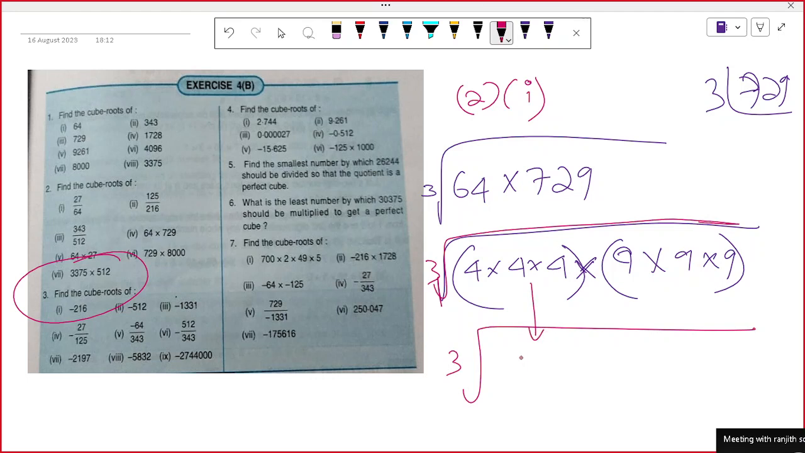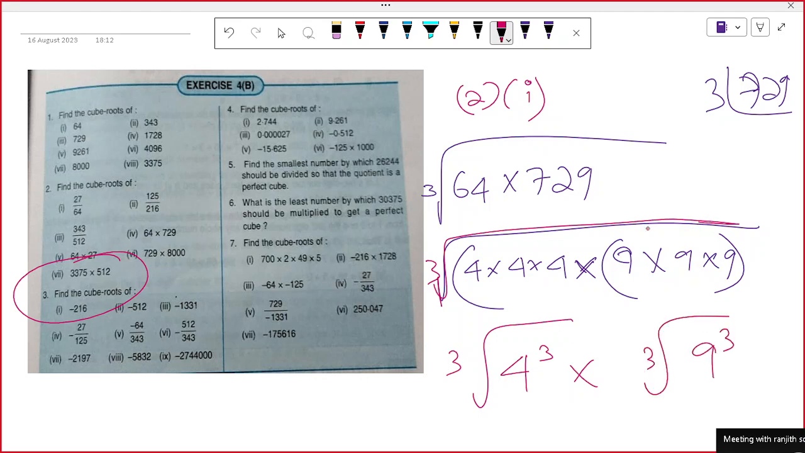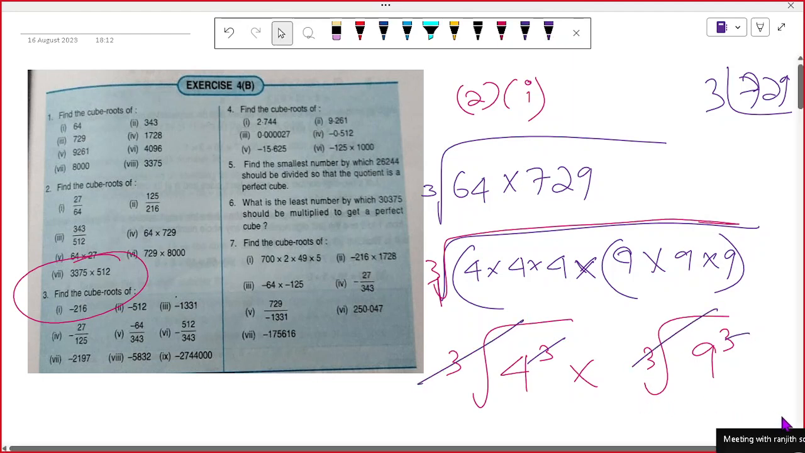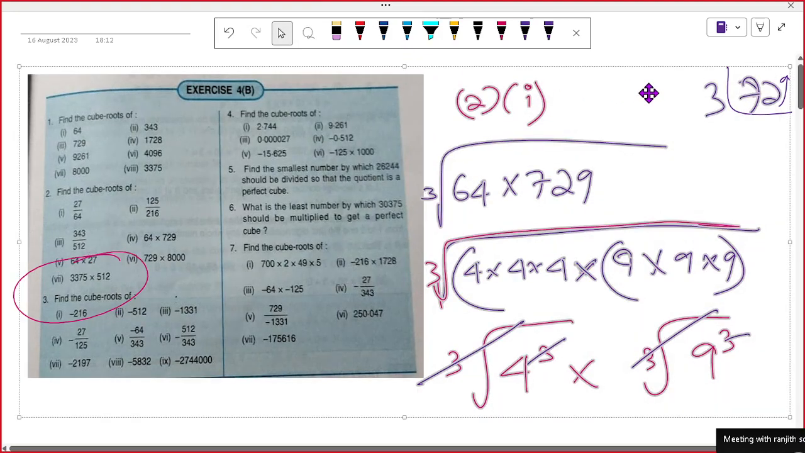How do you write this 4 three times? 4 cube multiplied by 9 cube. Cube and cube get cancelled. You can write it separately like this, and 9 cube. Then the cube and the cube roots get cancelled. So that's the reason we get just 4 into 9. We don't get a cube root. We just get 4 into 9.